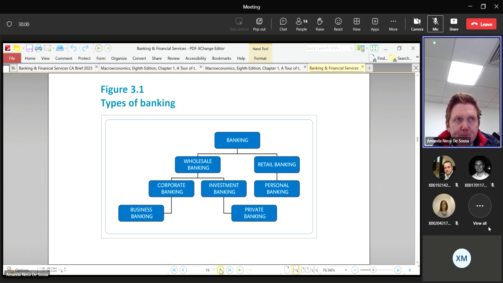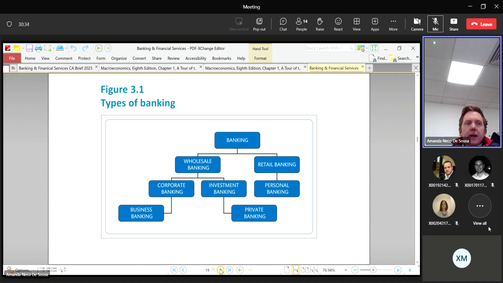On the wholesale banking side, this contrasts with retail banking, in the sense that you're providing services to very, very large clients, such as other banks, other financial institutions, government agencies, and large corporations, and there could be a significant international dimension to what's being provided there. On the corporate banking side of the tree, this relates to the provision of traditional services such as loans and deposits, but just on a large scale to big clients.